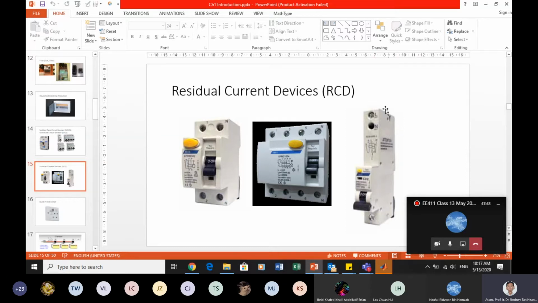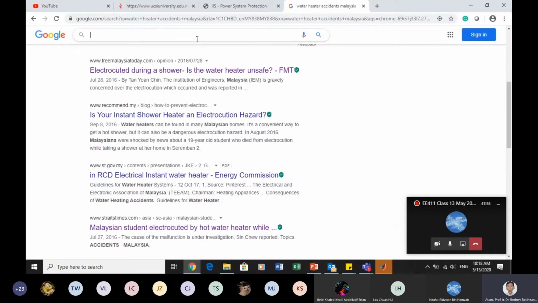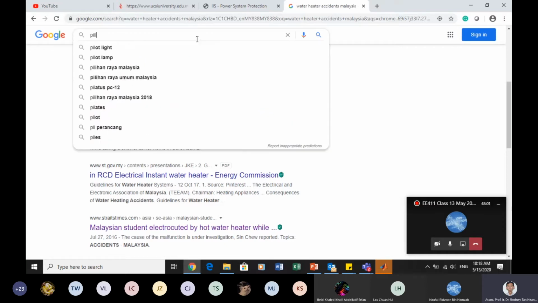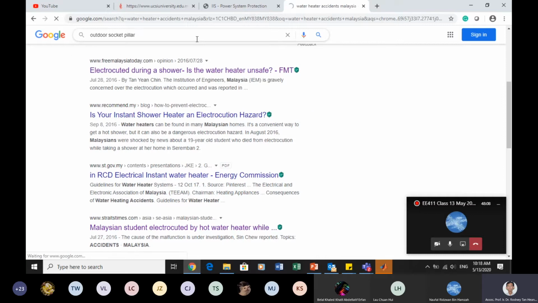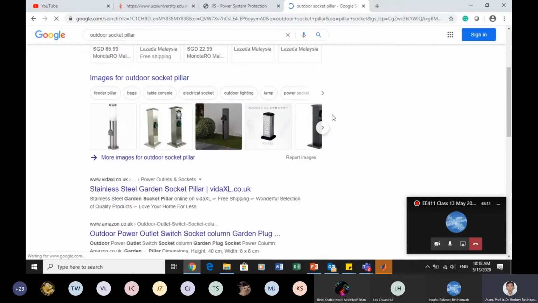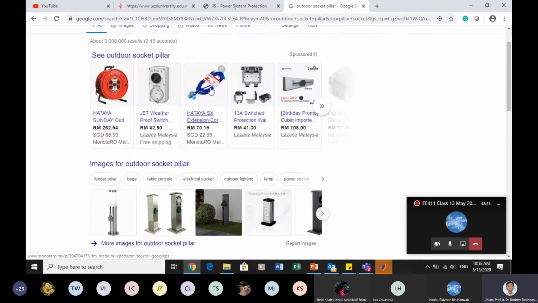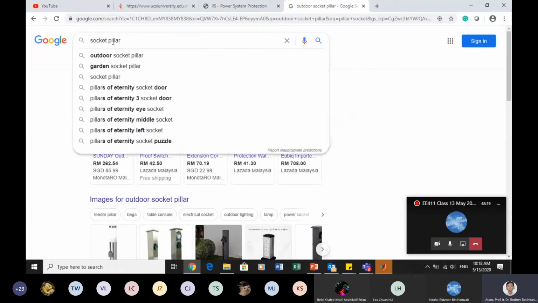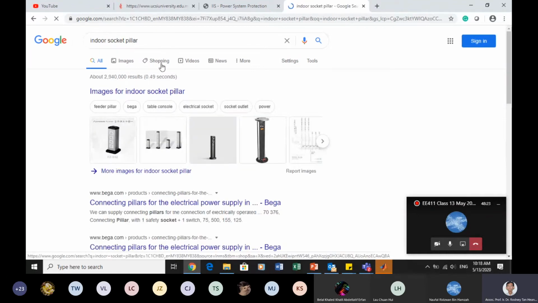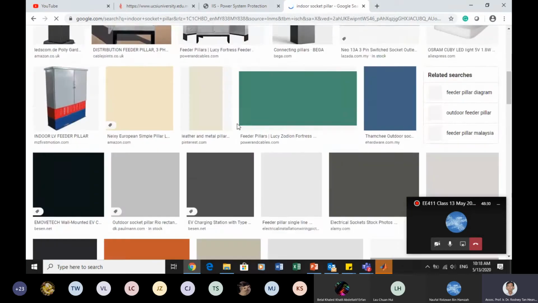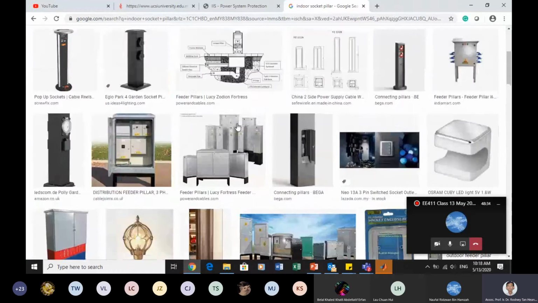Or most of the time, this thing is put in the public area. Public area as in, let's see if I can find something. Public area, is it column? Pillar, I think we call pillar socket. Outdoor pillar socket. Indoor.